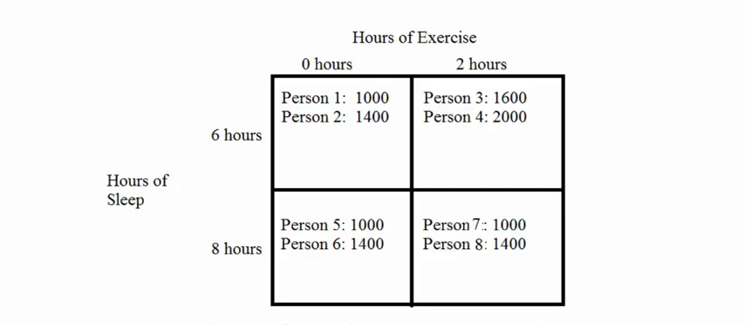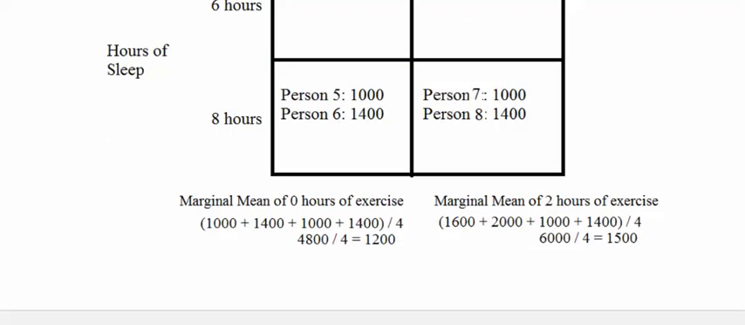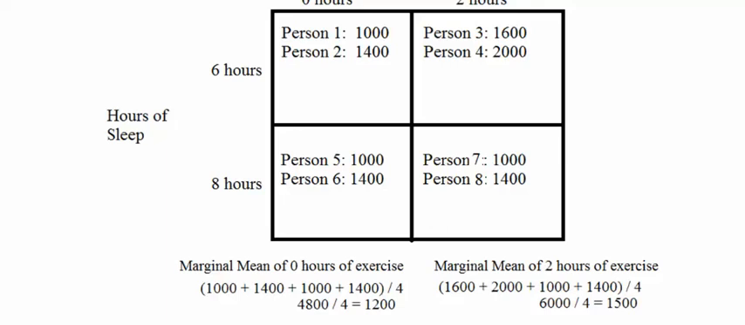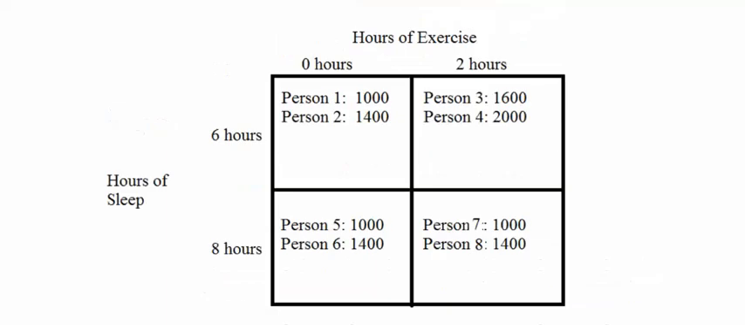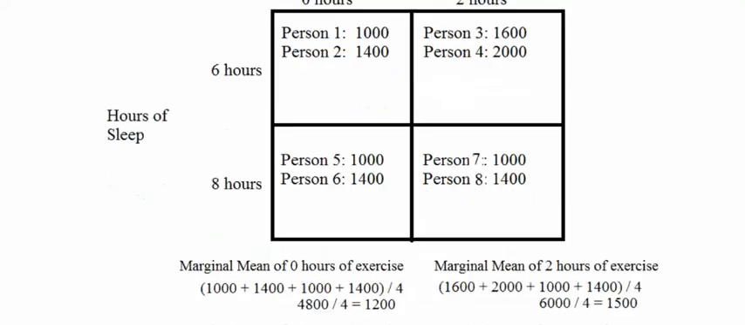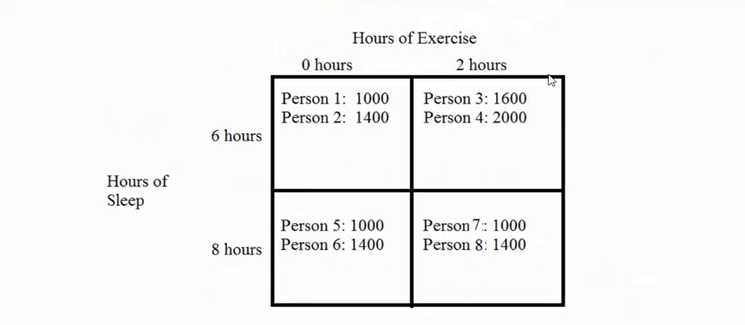Let's imagine that the researcher added the four numbers in column 1 and divided the total by 4. So basically, imagine that the researcher calculated the mean of all 4 people who exercised 0 hours.